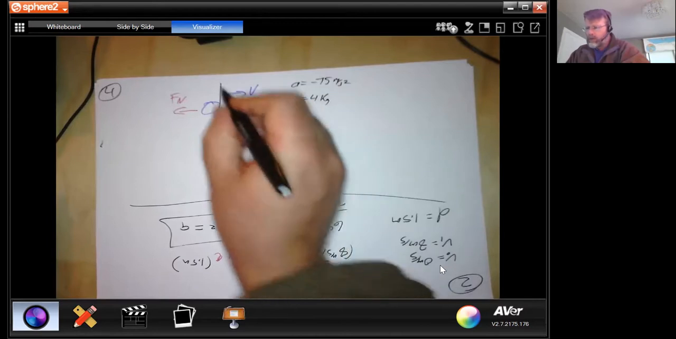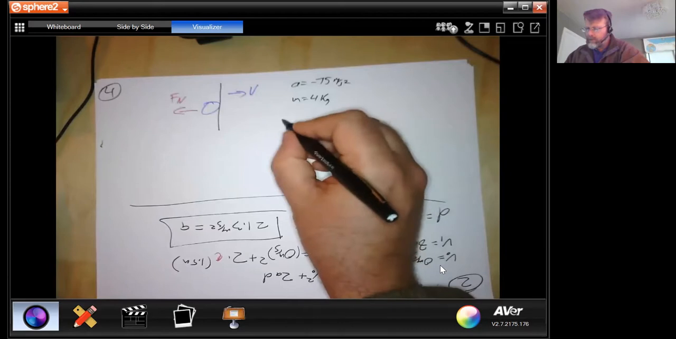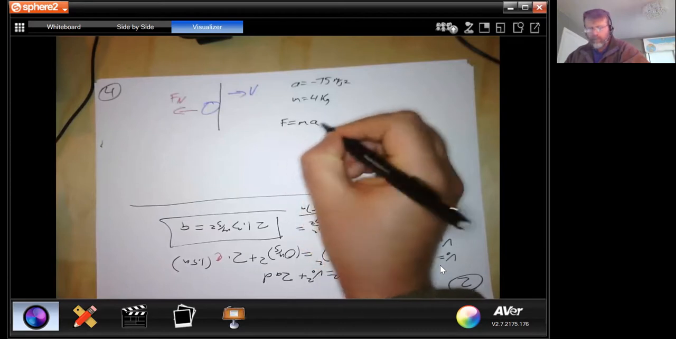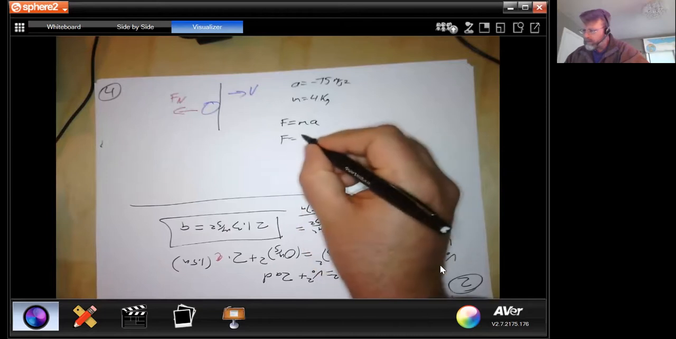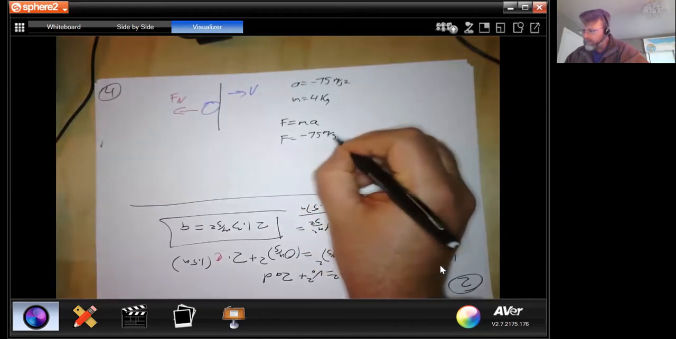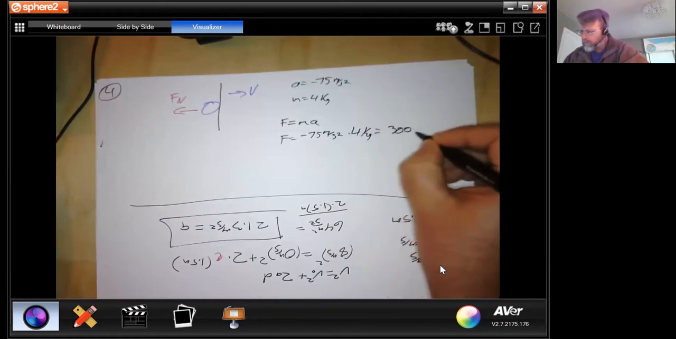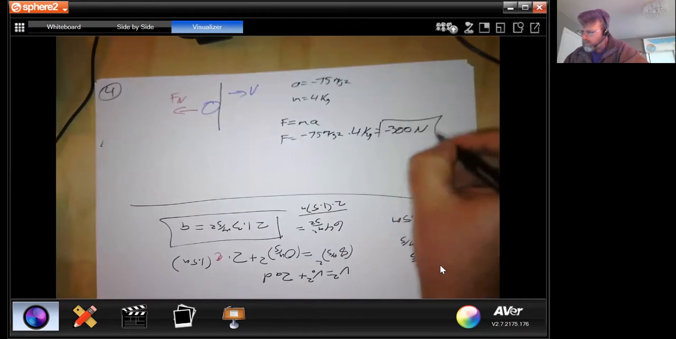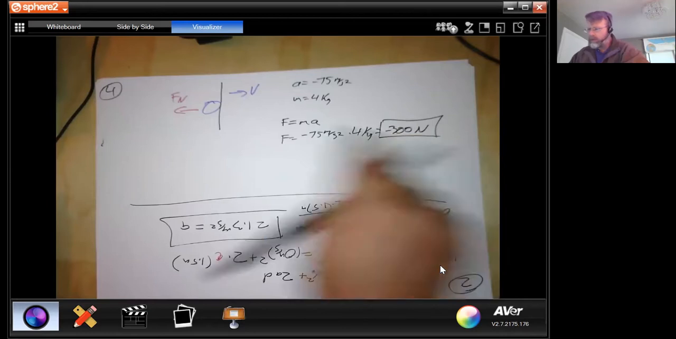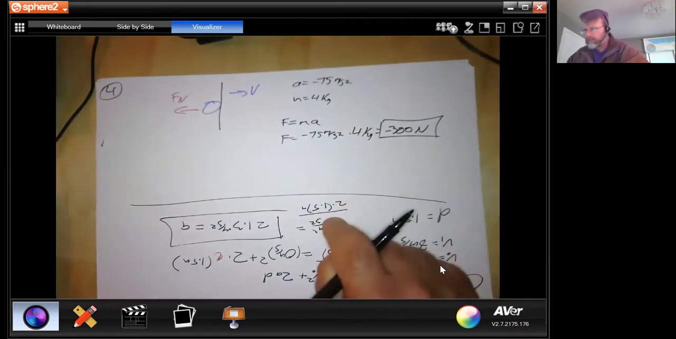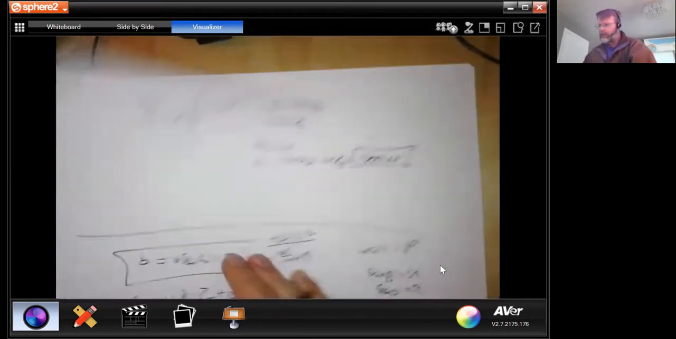So this is my diagram. These are my givens, governing equation. And then we should just be able to plug this right in here. So this is the stopping force for the bowling ball when it hits the wall. All right, so that one went a little bit faster.